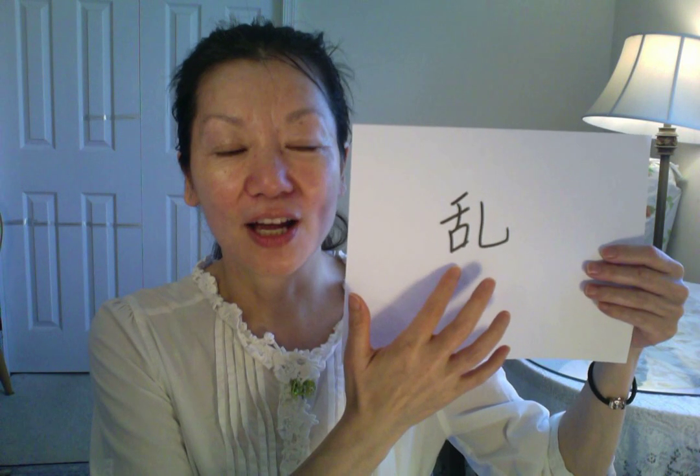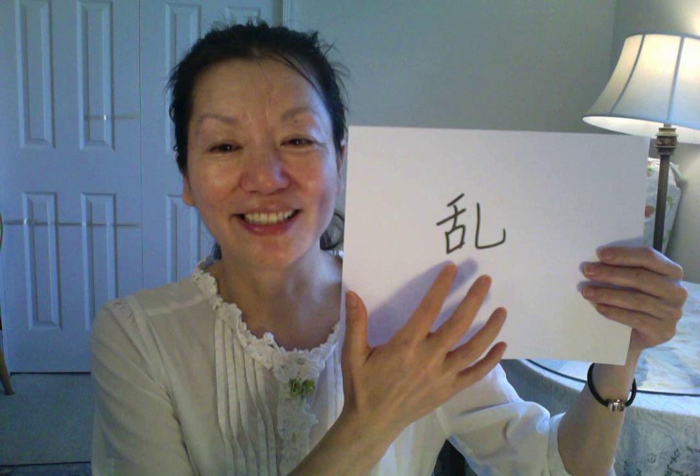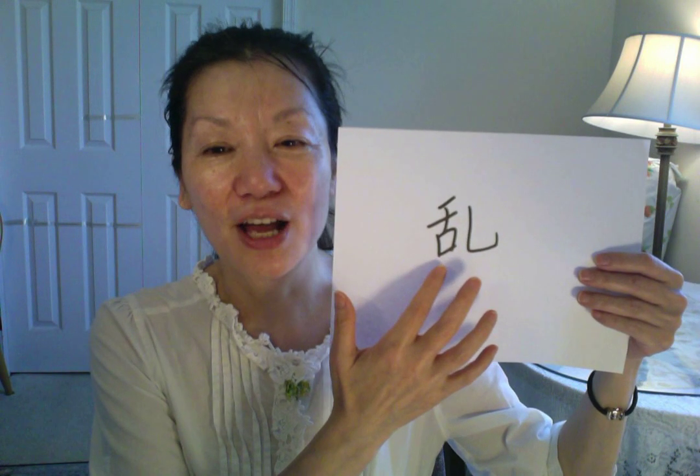Oh, that one, say, 乱, yes, 乱. One more time. 乱. Okay, let's double check here. What is the meaning here? Randomly, yes. 乱.